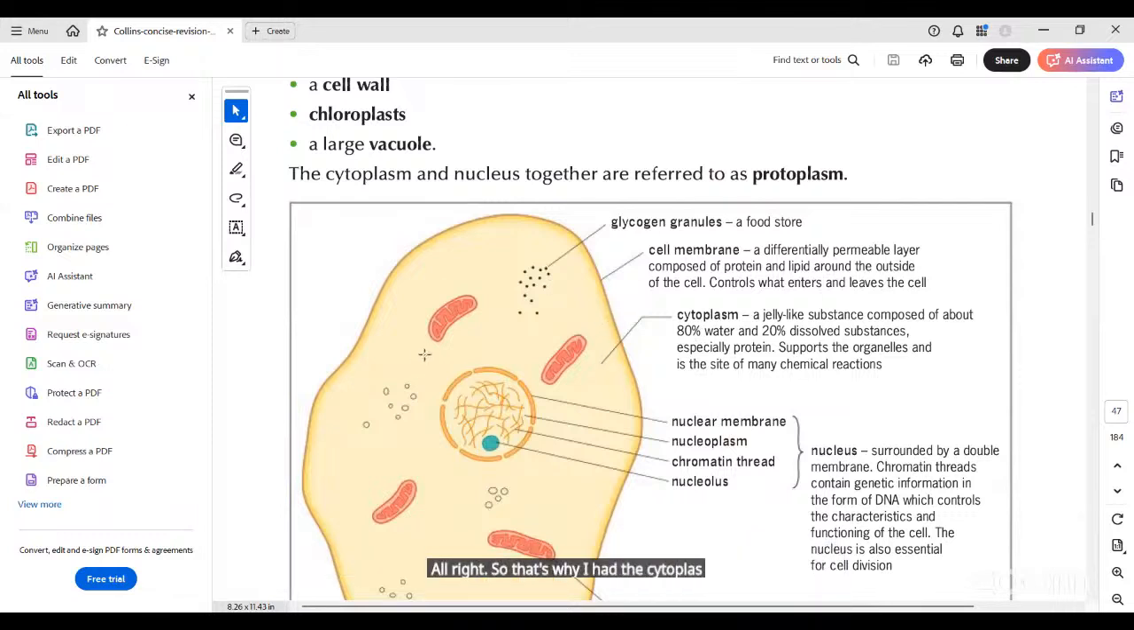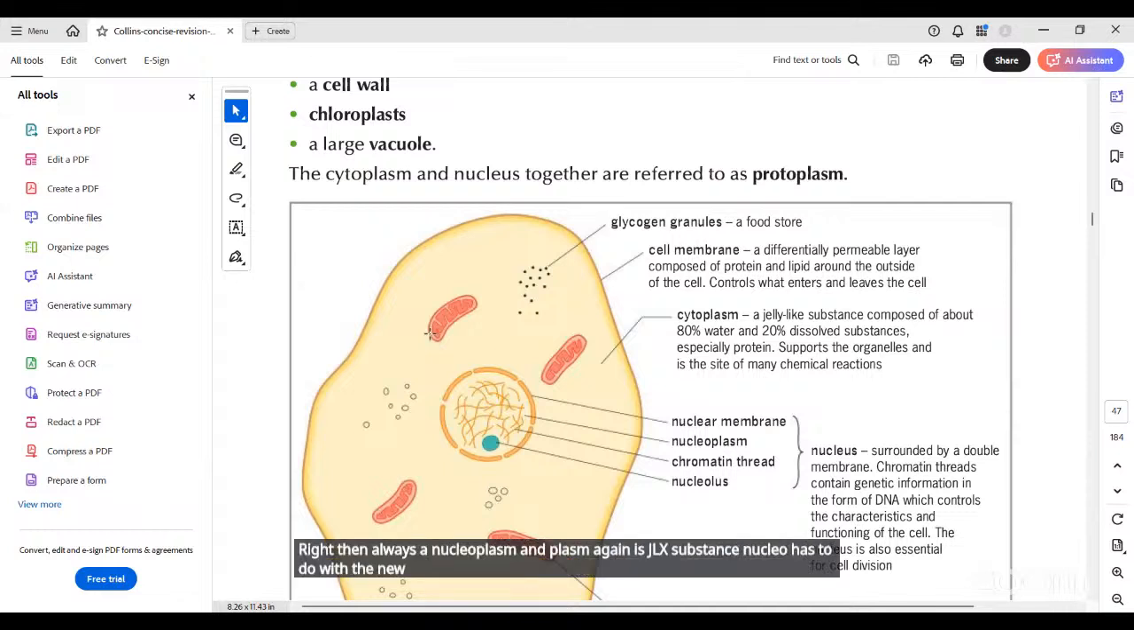So biology is pretty simple. It's mostly a prefix suffix kind of thing. So if you know what the prefix means, you know what the suffix means, then you can put it together. Right? So what, cyto, anybody know what cyto means? Cyto means cell, right? And plasm is water. So basically it's a jelly-like substance found in the cell. Then now we say nucleoplasm, and plasm again is jelly-like substance. Nucleo has to do with the nucleus, so you get jelly-like substance found in the nucleus.